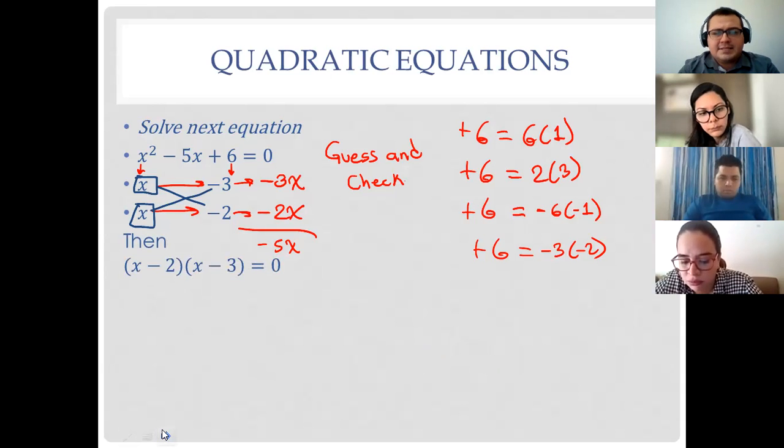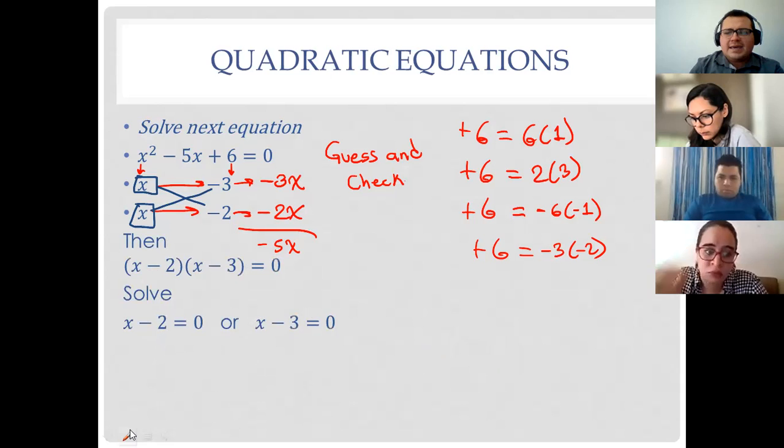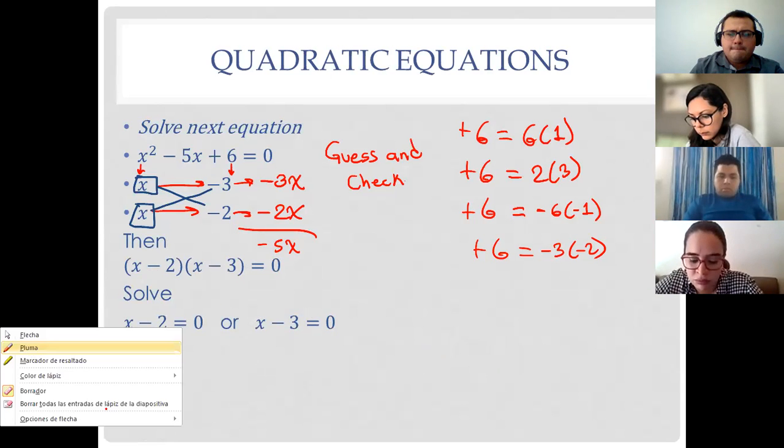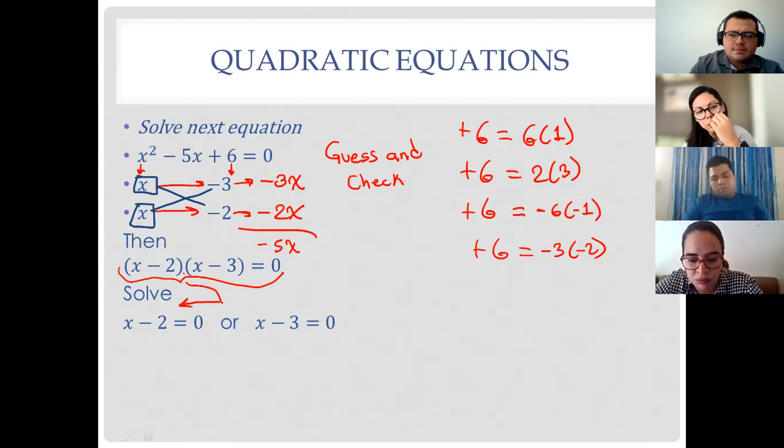And what does it imply? Okay, it implies that x minus 2 is equal to 0 or x minus 3 is equal to 0. Why can I conclude that? Can you remind me why I can go from this expression to this one?